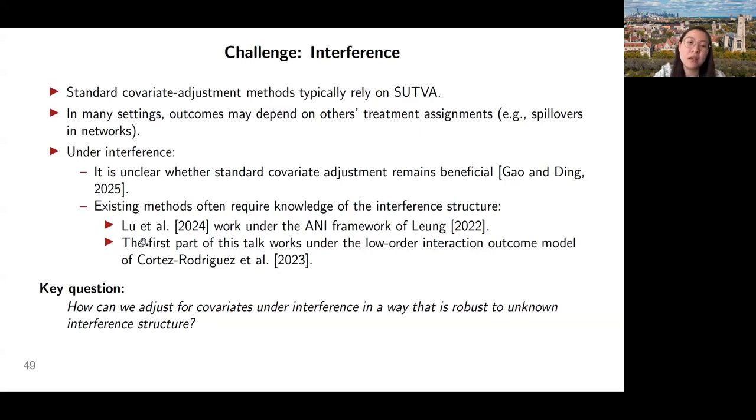Here are two examples. One is the Lu et al. 2024 paper. In their paper they guarantee no hurt only under this approximate neighborhood interference framework. The first part of the talk guarantees no hurt, but only under this low order interaction outcome model. So the question that we want to answer in the second part of the talk is how can we adjust for covariates under interference in a way that is robust to unknown interference structure.